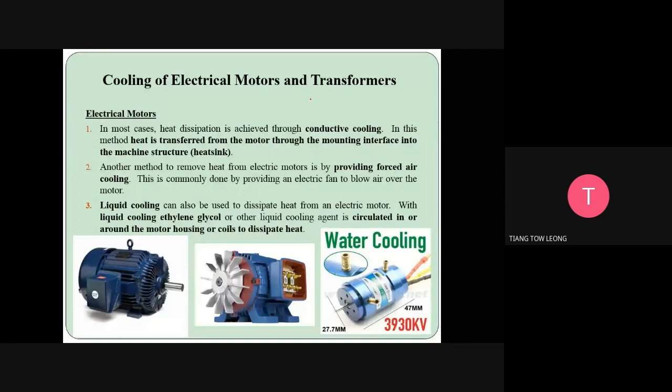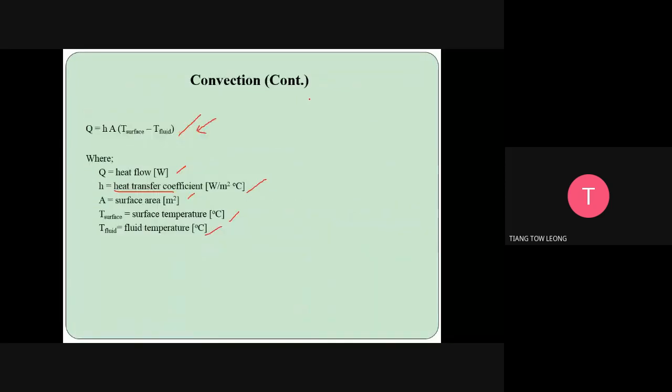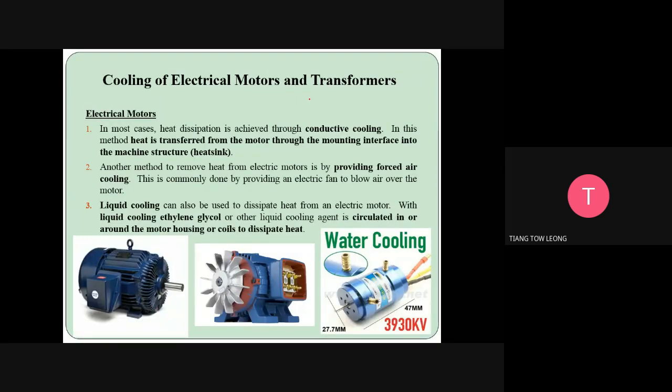Cooling of electrical motors, and I think in the end we have the calculation examples. Cooling of electrical motors and transformers. Just now were the three general methods of reducing the heat or cooling the machine. So now we go into the application to the electrical motor and transformer.